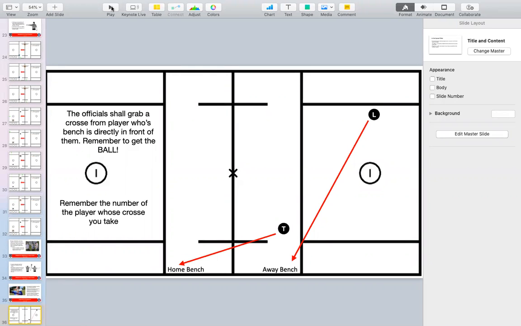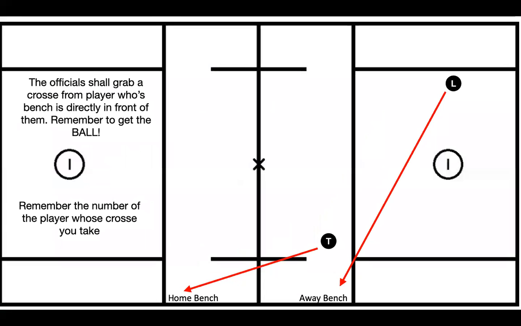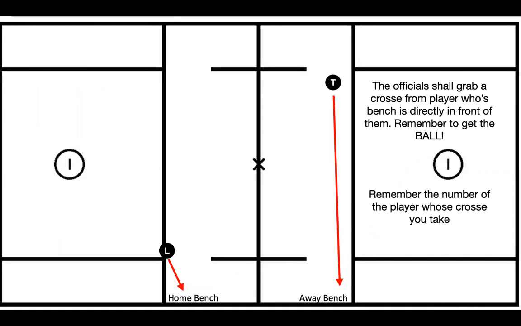This next slide is who's going to check which stick in the 2-man mechanic. The officials will grab the cross from a player whose bench is directly in front of them, and also remember to get the ball. Wherever the ball is, the official closest grab the ball. But in this situation, in a two-man mechanic, the trail is going to grab the home bench, the lead's going to grab the away bench. Just grab a player that's closest to you. You don't have to run all the way over to the bench to grab a player. And also remember the number of the player whose cross you check.